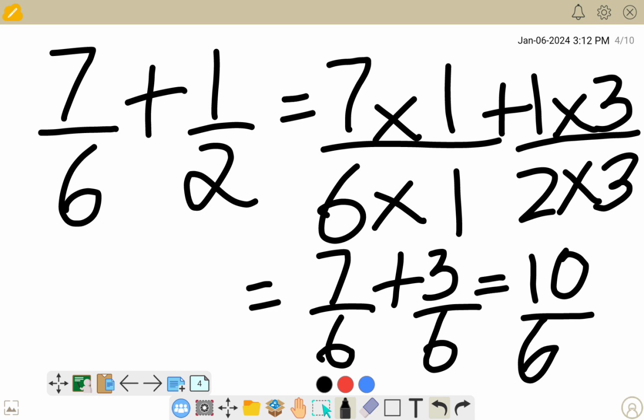So this is how we basically add unlike fractions. It's pretty simple. It's conceptual. You have to find the LCM. You have to make a common denominator for both the fractions.